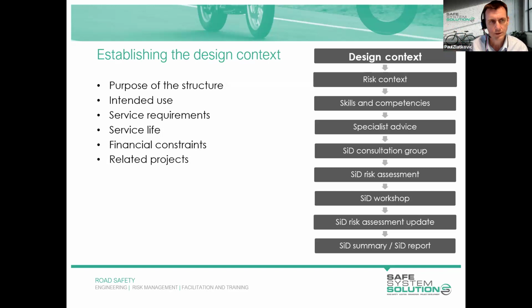So it's important to establish the design context, and those are the dot points you see there: the purpose of the structure, its intended use, service requirements, service life, any financial constraints or related projects that might be, I guess, related in terms of project stages, or just something that is spatially close to the project that you're working on. So this information might already exist, I guess, in terms of a project brief that you've received as a designer, a scoping document, a project proposal report.